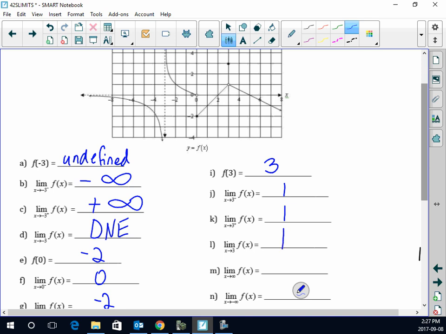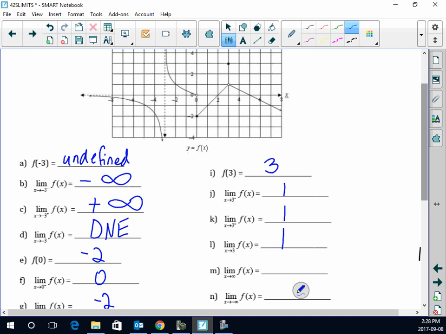Do you see how this works? If you know it's coming to the 1 from the left and the right, then you know the limit together wants to go to 1, even though the value at f of 3 is 3. This has nothing to do with the limit. It's where the function intends to go.